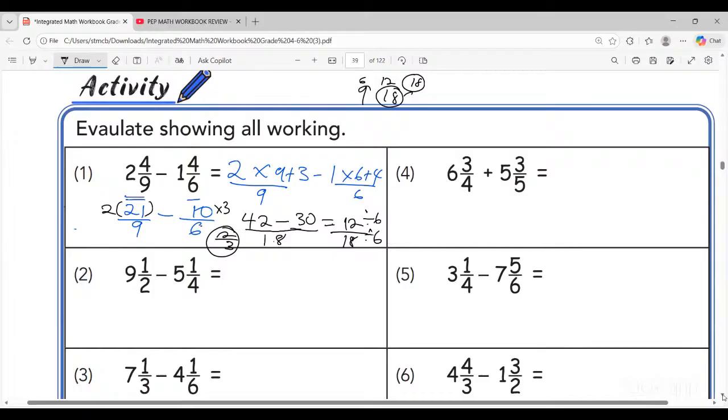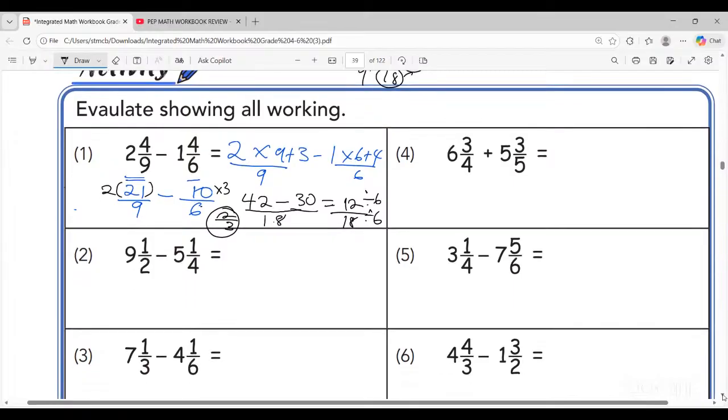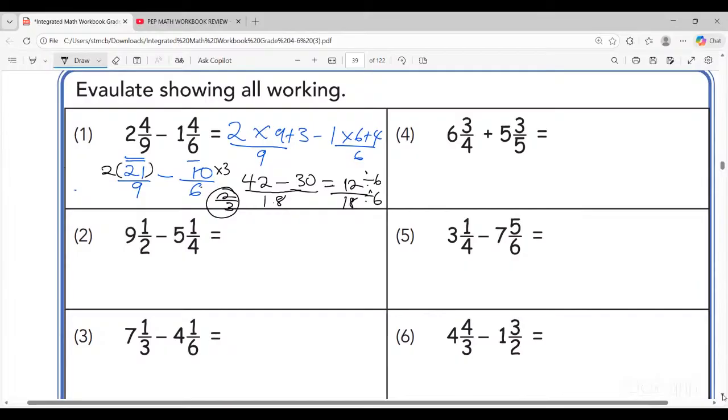Alright. Even if you don't have the book, guys, try number 2 and type in your answer. And you have 4 minutes to complete that. Maximum 4 minutes. Let's go.